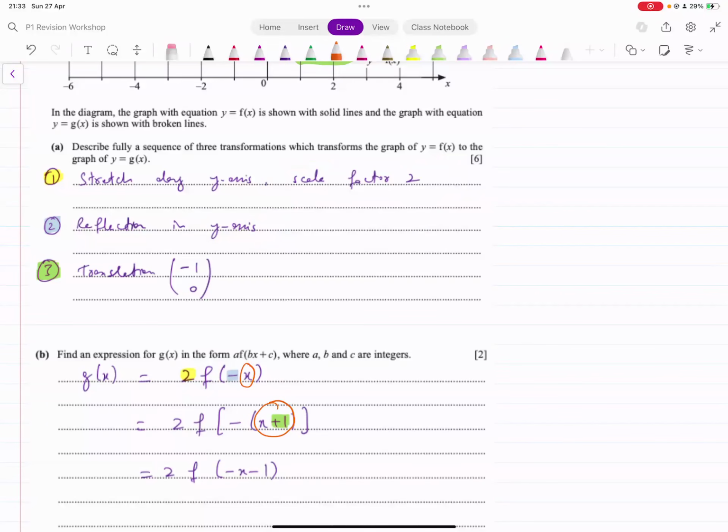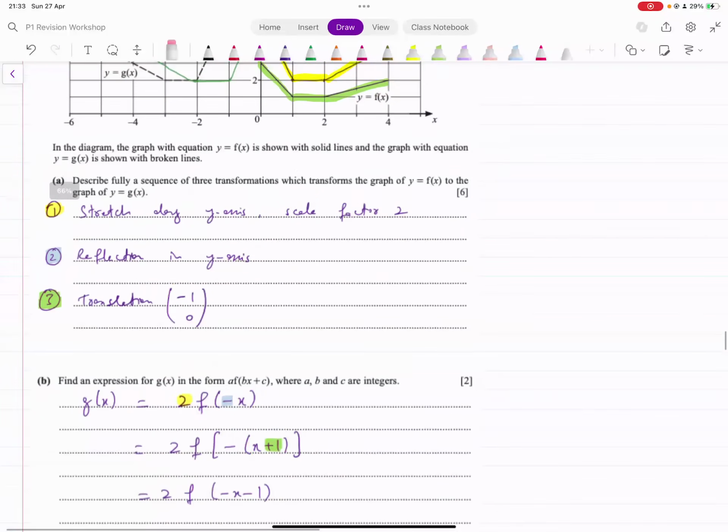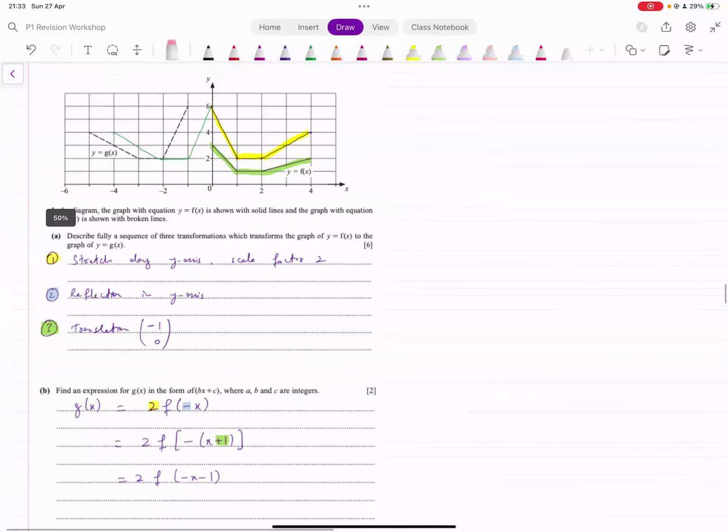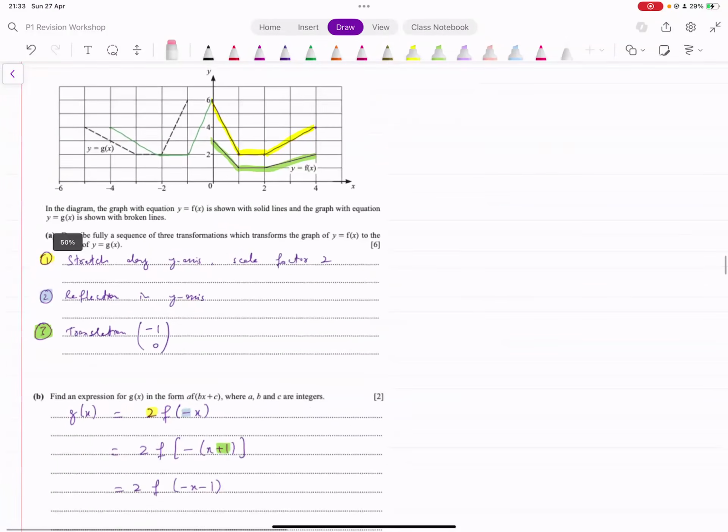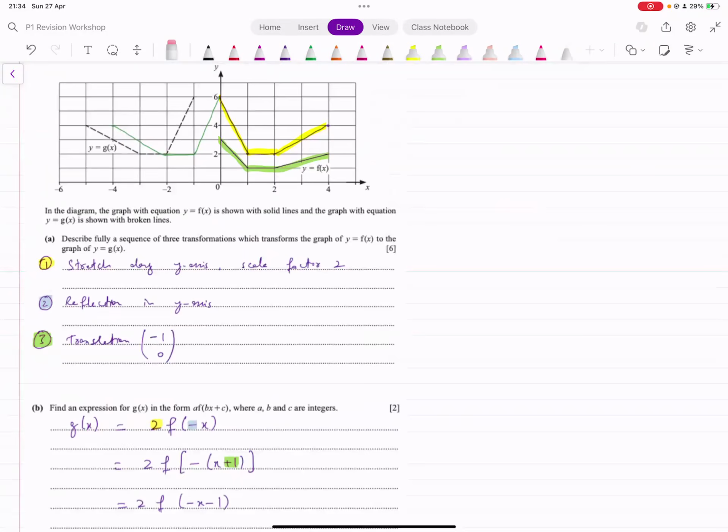Put that inside a bracket because you have a negative outside. Inside the bracket, you would say x gets replaced with x plus 1, because that's what this translation means. Then you simplify that. That's the result that you get: 2f of (-x - 1). That's the function g of x in this form. Okay, this is a good example. Have a look at this later on as well. Try to think about this again. Let's move on.